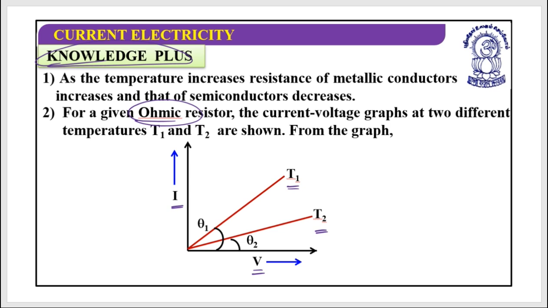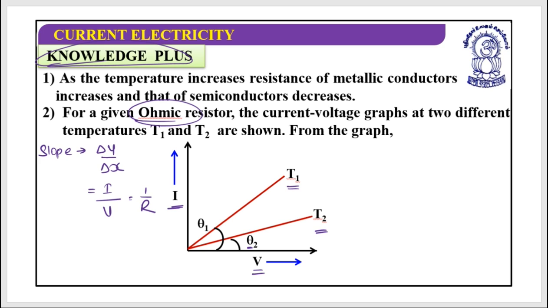Let's suppose that I want to find out whether T1 is higher or T2. How could I do this? What I know is that my graph is for I versus V. So if I take the slope of this, it's delta Y by delta X. On my Y axis it's current, and on my X axis it's voltage. So my slope will give me 1 by R, 1 by resistance of that material. This is the slope.